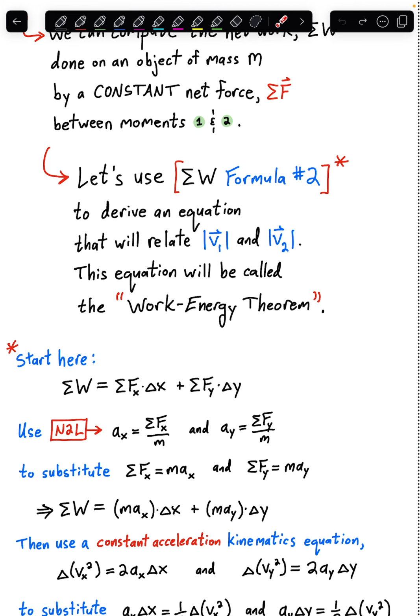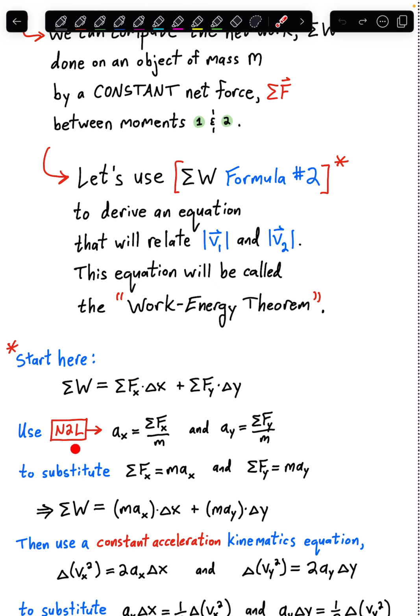We're going to take the x component of the net force multiplied by the x component of the displacement and add to that the y component of the net force multiplied by the y component of the displacement. That is the product of the parallel parts of the net force vector and the displacement vector.